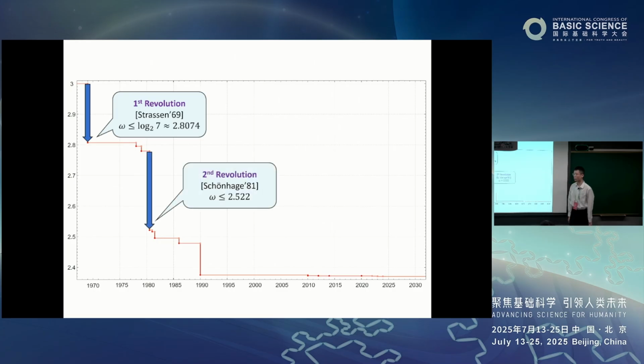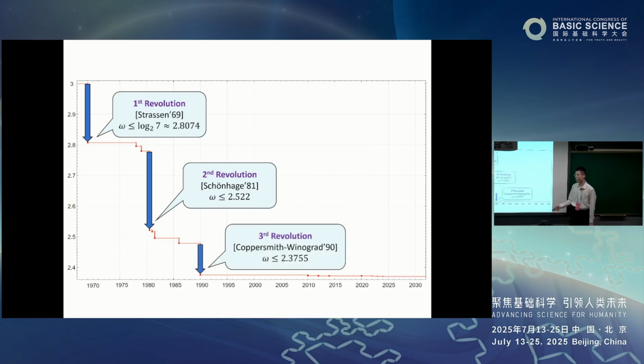And the second time was by Schönhage in 1981. He further improved omega to 2.5 something. And the third time was by Coppersmith and Winograd. They improved omega to 2.37 something, which is already a little bit close to the best bound we know today. Like the current best bound shares the first two digits after the decimal point.